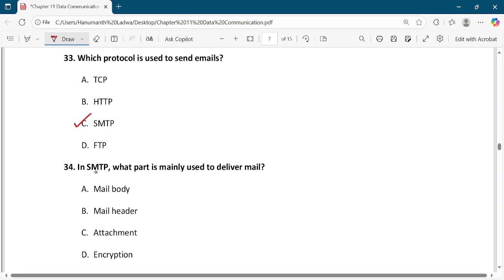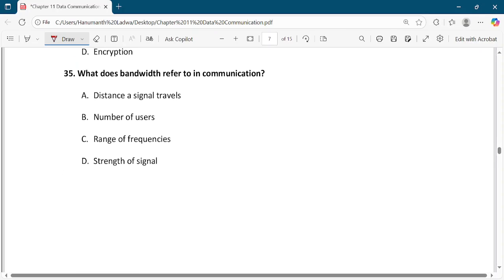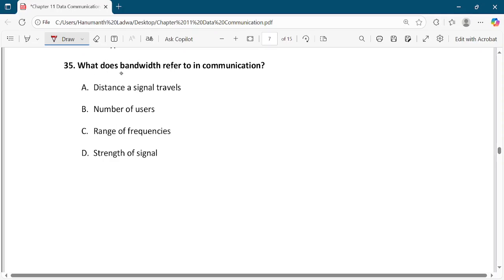Question number 34. In SMTP, what part is mainly used to deliver mail? Option A mail body, B mail header, C attachment, D encryption. Here option B mail header is the right answer. Question number 35. What does bandwidth refer to in communication? Option A distance a signal travels, B number of users, C range of frequencies, D strength of signal. Here option C range of frequencies is the right answer.